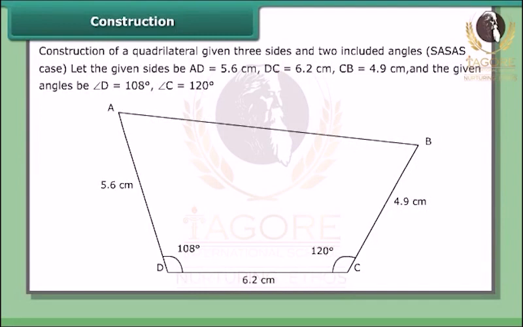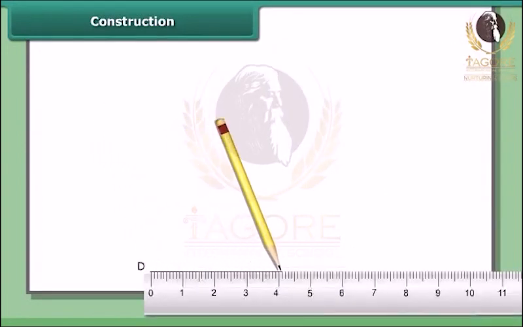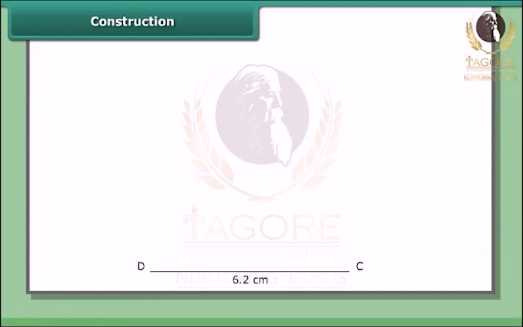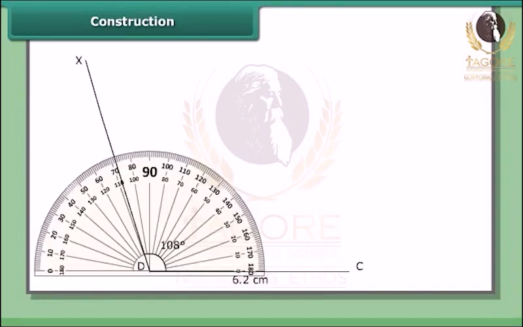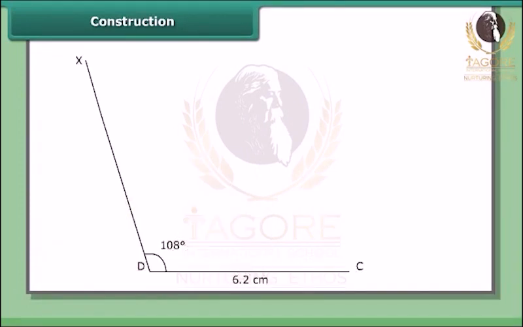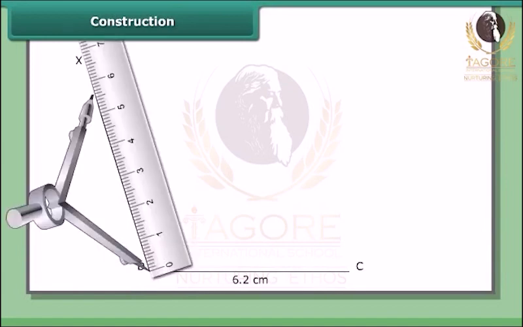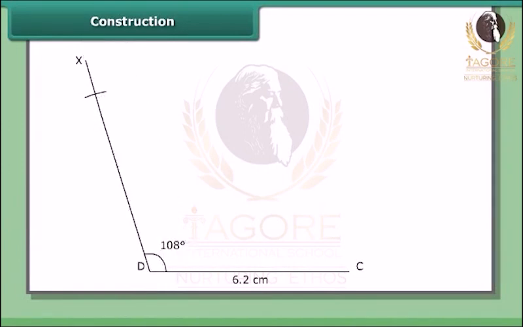In this case, we do not need to construct the quadrilateral by constructing two triangles. Draw DC as 6.2 cm. At D, draw angle CDX as 108 degrees. With D as center and radius as 5.6 cm, cut off DA as 5.6 cm on the ray DX.